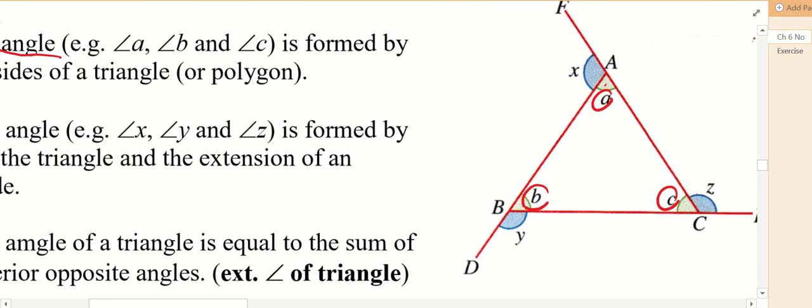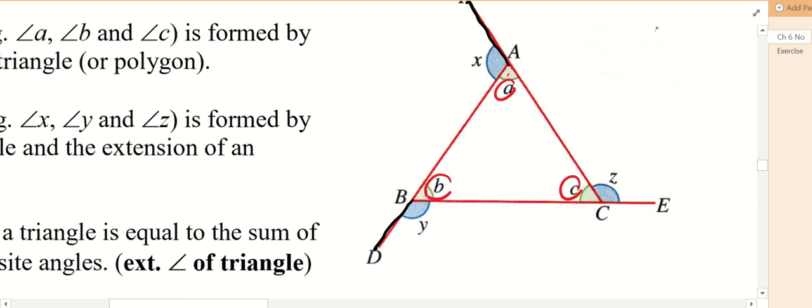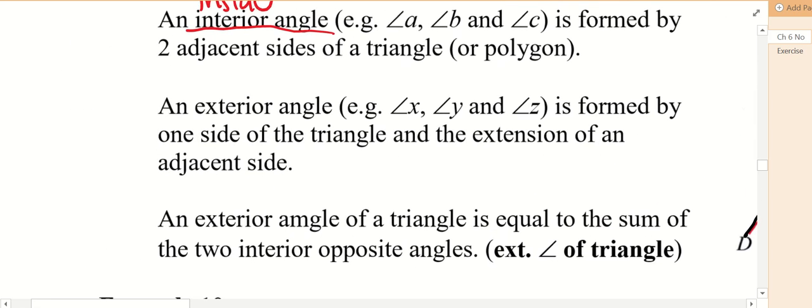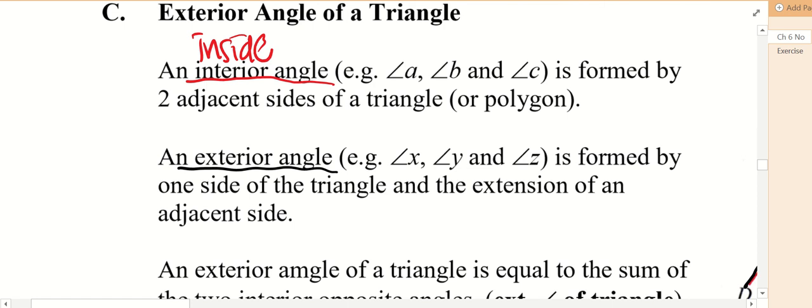What do I mean by outside? If I extend each of the lines like this, from AF, BD, and CE in this case, I'm able to form usually an obtuse angle like this, X, Y, and Z. Now these three angles are outside of the triangle. They're not inside. So we call them exterior angles. So that is the difference between interior and exterior. Exterior means outside.